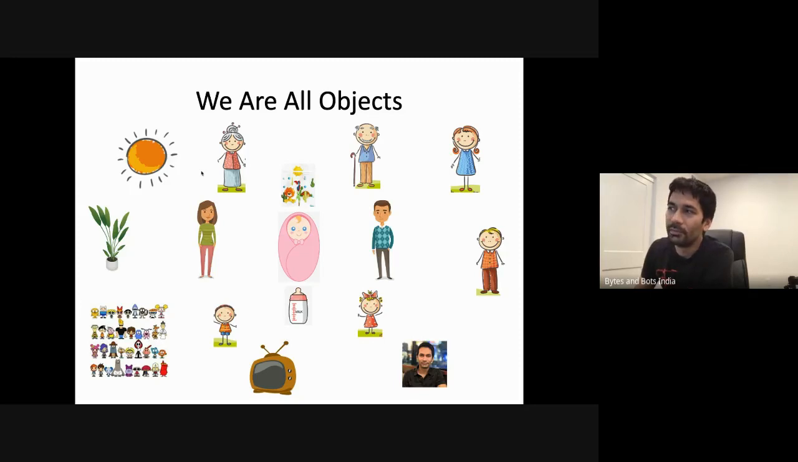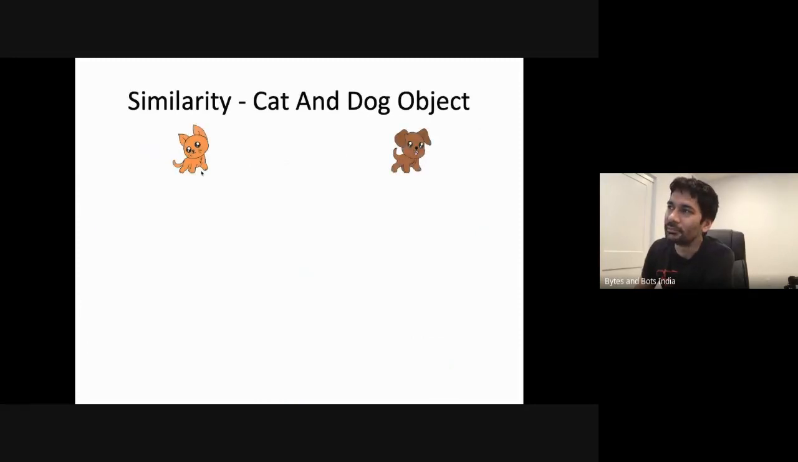Moving away from this theme a little, let's look at these two objects, cat and dog, which are two animals, of course. What are the similarities between them? Any guesses? Unmute yourself and give me a few similarities.